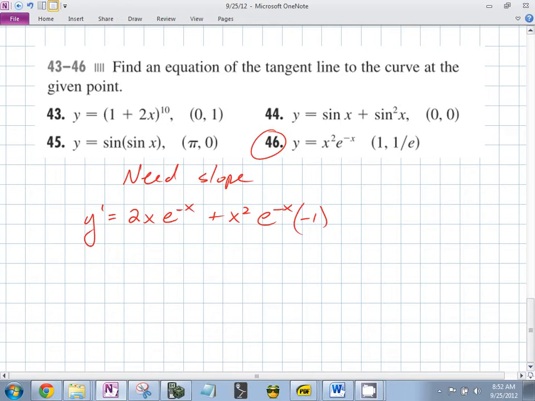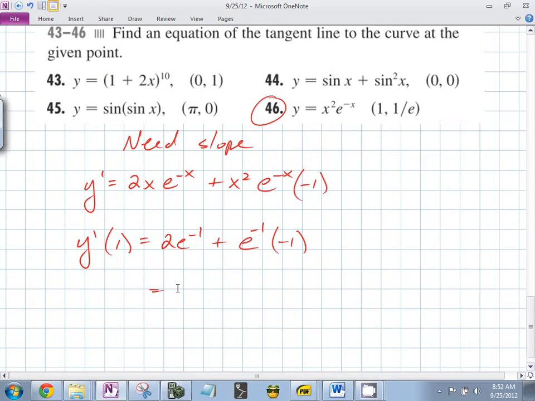Now, what are you evaluating this at? What are you plugging in? 1. You end up with 2e to the negative 1 plus e to the negative 1 times. So you end up with 2 over e minus, which equals 1 over e. You know, that's how I would write it.